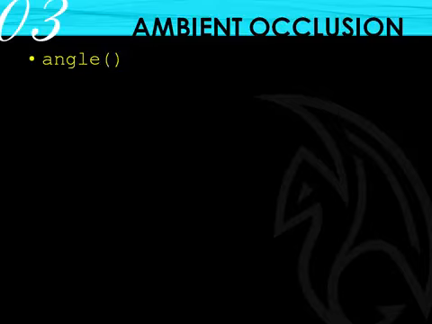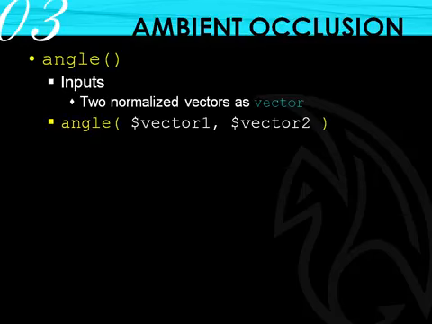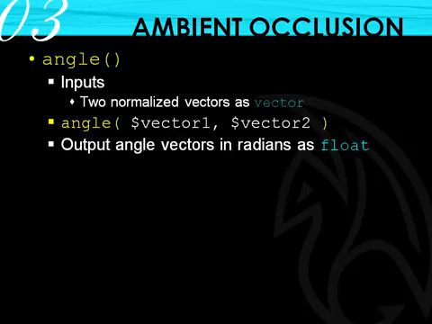So there is a command in Maya that does allow you to measure the angle in between two vectors, just like dot. The inputs are, again, two normalized vectors, just like the dot. And here's an example of it being used. The important thing is that the angle command outputs the result in radians.